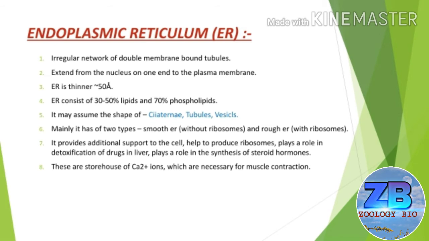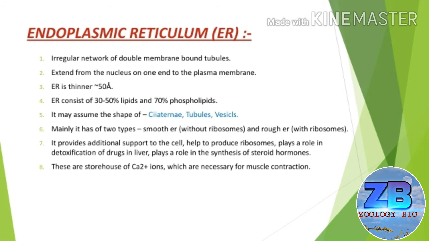The types of endoplasmic reticulum. There are mainly two types. Number one is smooth endoplasmic reticulum, that is SER. It is free of ribosomes and thus has a smooth surface. SER is mainly found in cells that synthesize lipids. It is mainly involved in the synthesis of lipids and steroids.